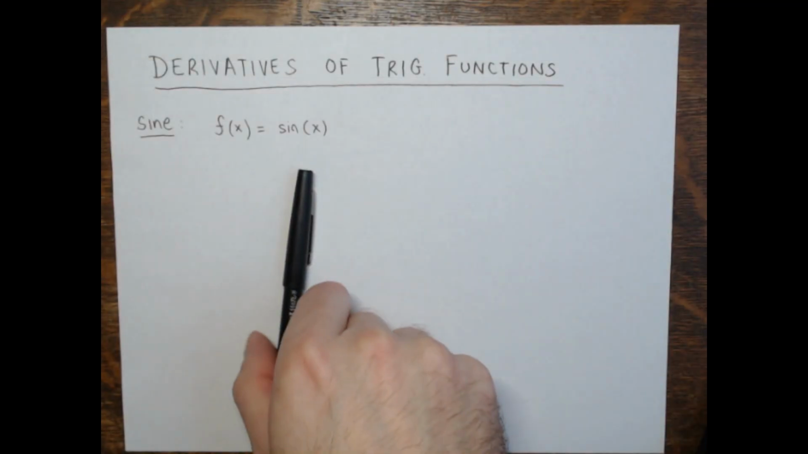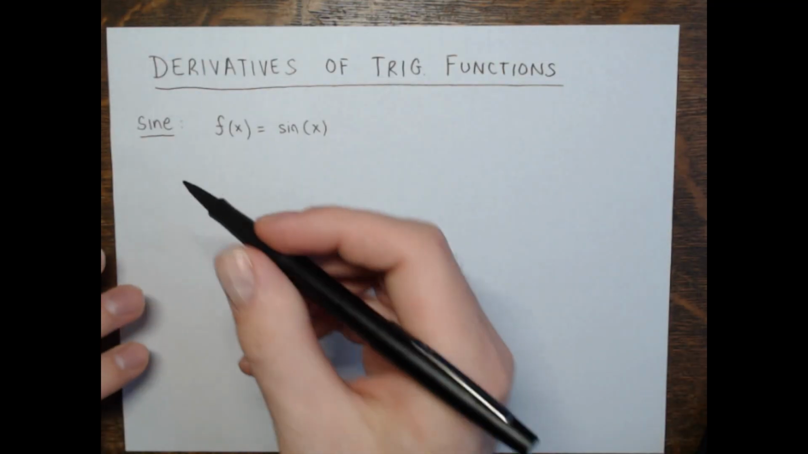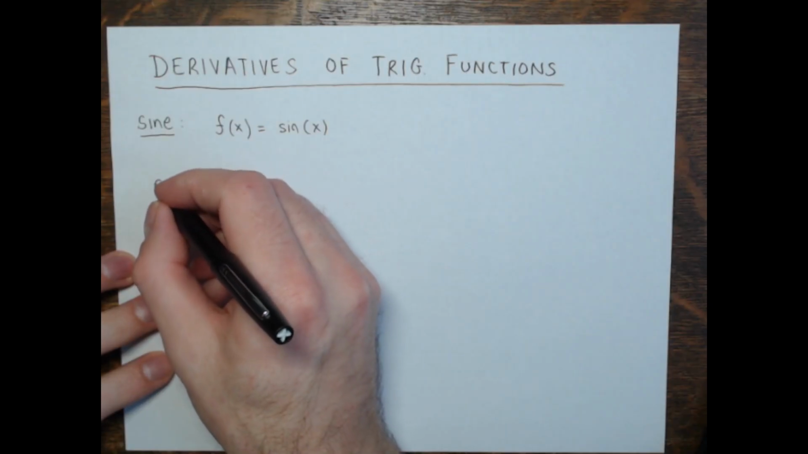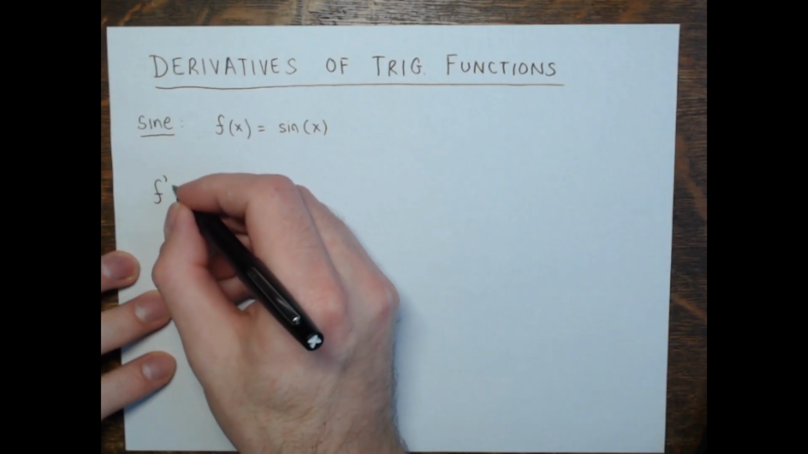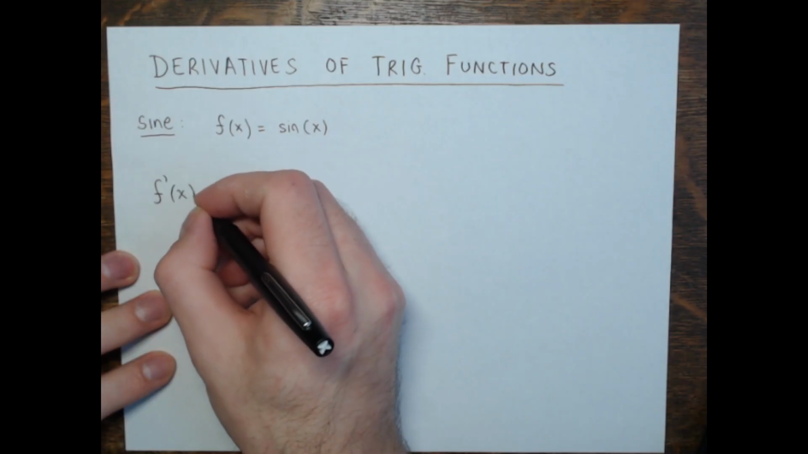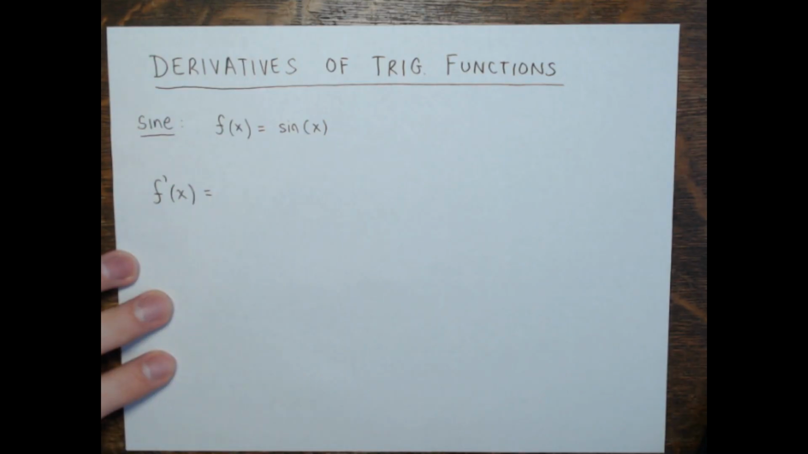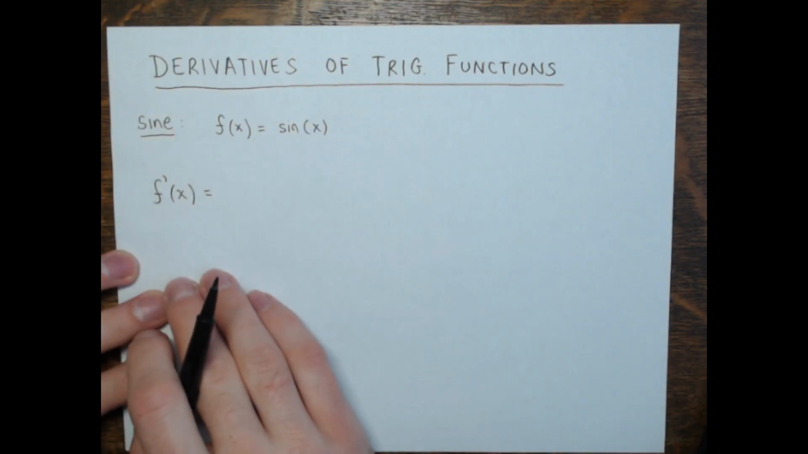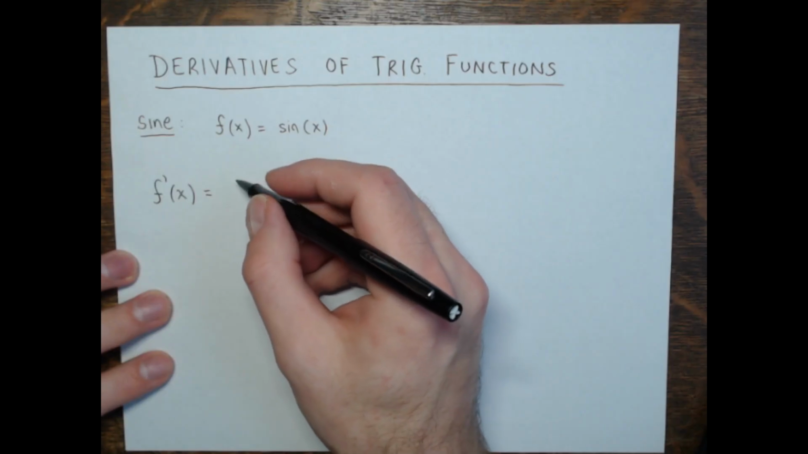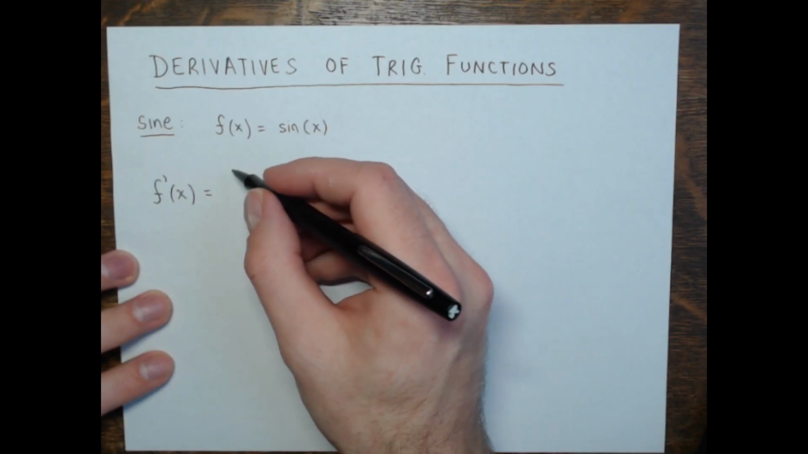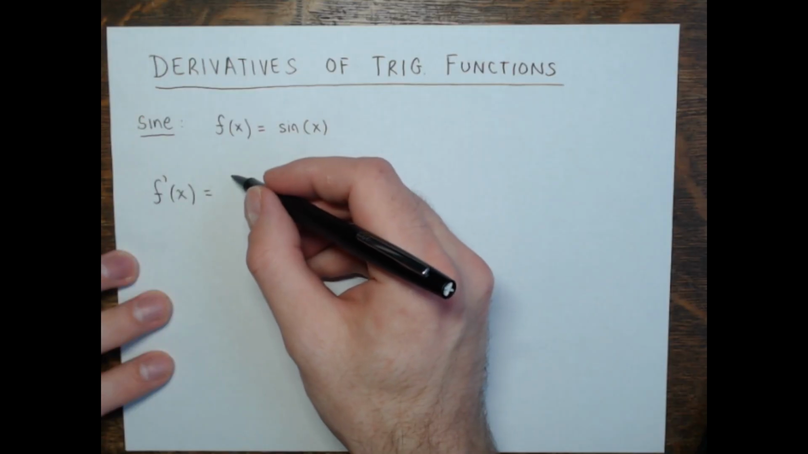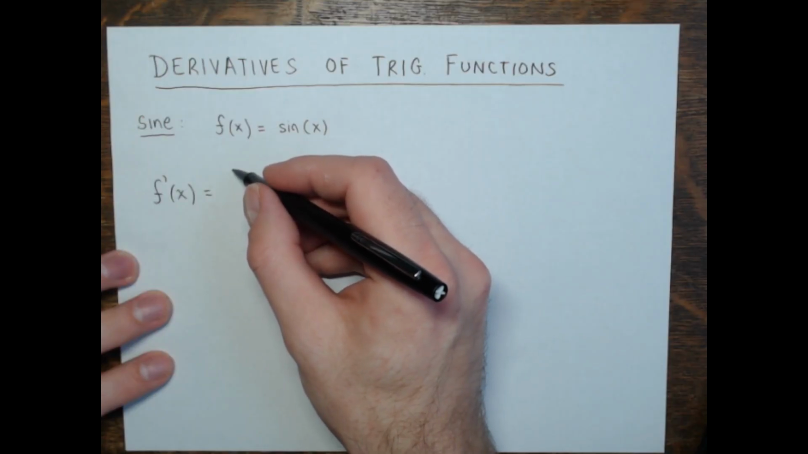All right, so we'll start with sine. And I want to find the derivative function f prime. So for just sine and cosine, I'm going to be using the limit definition of a derivative because we don't really know anything about these yet. So remember that definition of the derivative we saw in a previous video, the limit definition. So this was one of them.